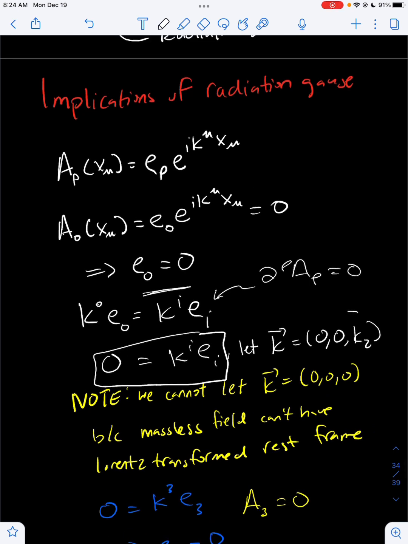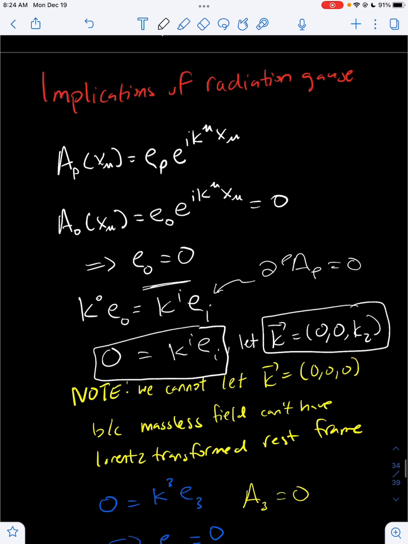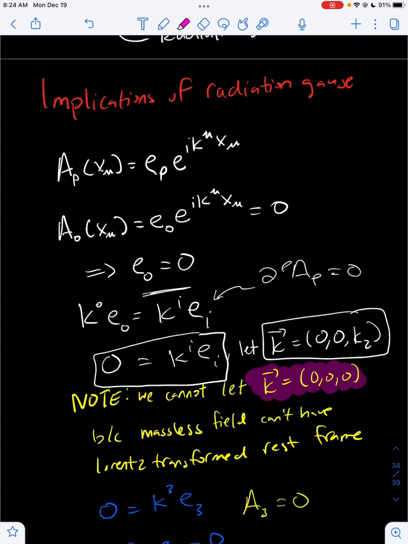Now, we can let our field be traveling in the purely z direction for some demonstration that's going to follow. We cannot look in the rest frame for the field because we cannot Lorentz transform a massless field to the rest frame. Before, we did that for the Proca equation, but now, since we have a massless field, we can't just set the 3-momentum to be 0. We have to work with non-zero 3-momenta. So we're going to look at the field traveling in the z direction for now, which is what this over here represents.